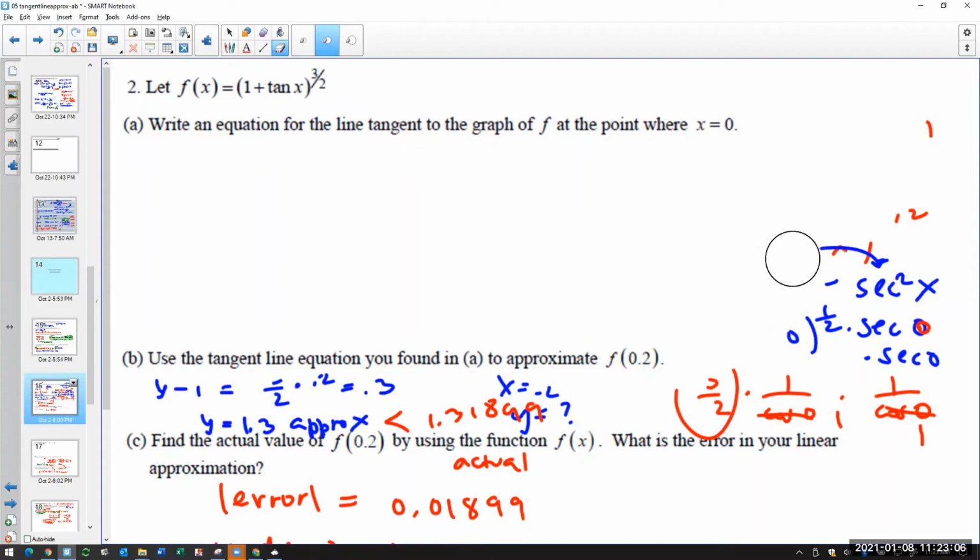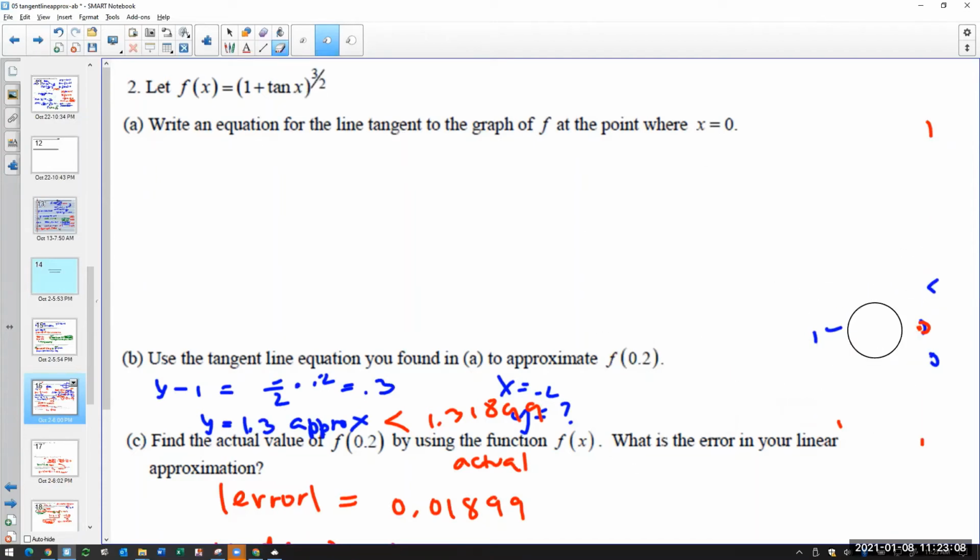We're looking at number 2, guys. We're going to write the equation of a tangent line. What 2 things do you need first? Point, slope. So I'm going to write down point, and I'm going to write down slope.